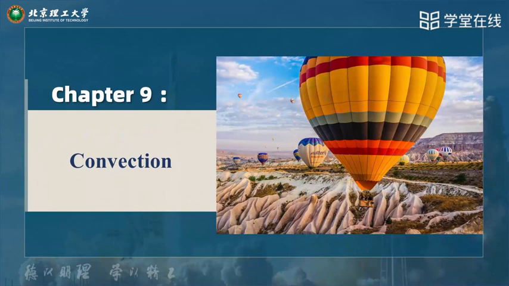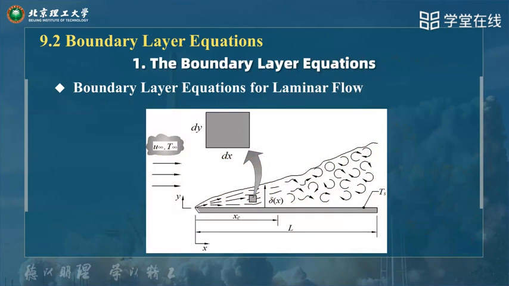We continue to study Chapter 9, Convection. Section 2. In this section, we will build the boundary layer equation. The boundary layer equation certainly is very difficult to obtain. But in the last section, we studied the boundary layer. We have the thermal boundary layer and the velocity boundary layer.